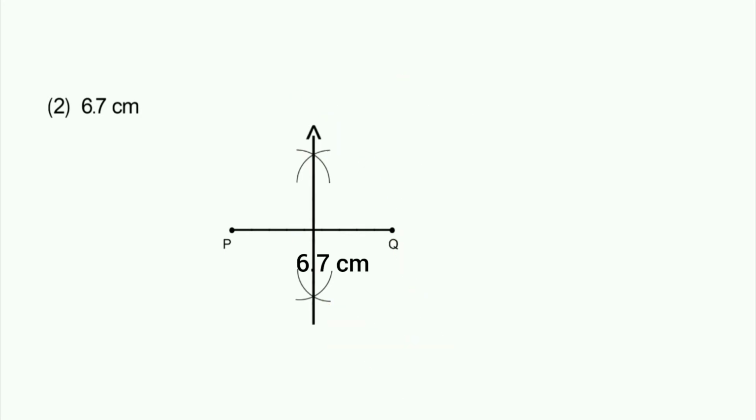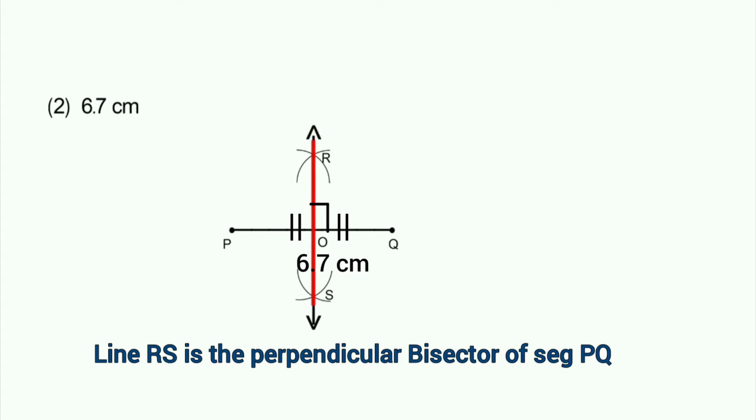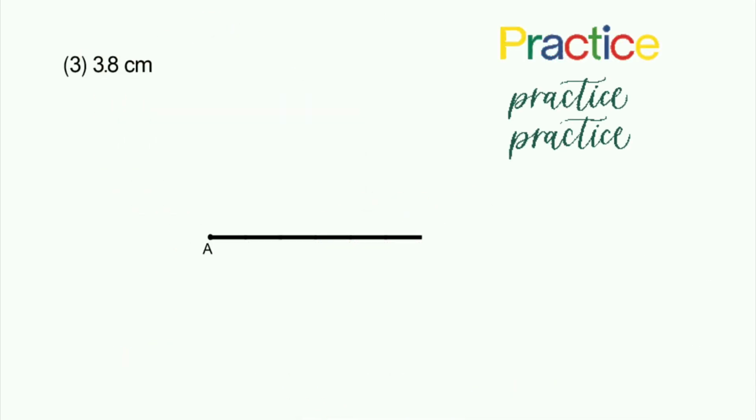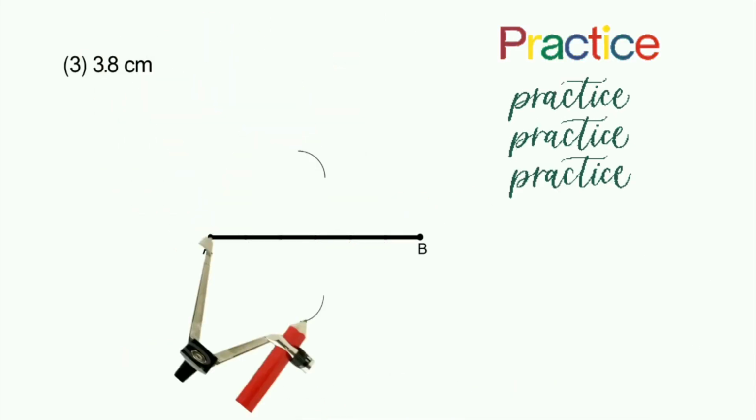Name the points of intersection of the arcs as R and S respectively. Line RS is the perpendicular bisector of seg PQ. Students, we have solved two sub-questions of the first question of the practice set 1. Now, you have to solve the remaining sub-questions personally for better practice.